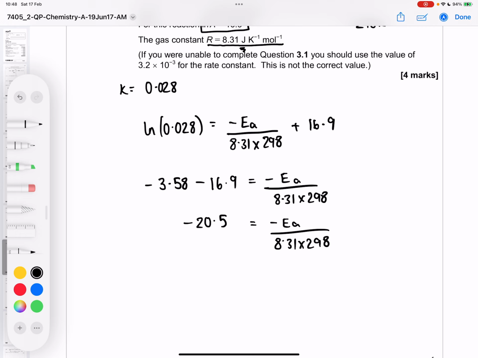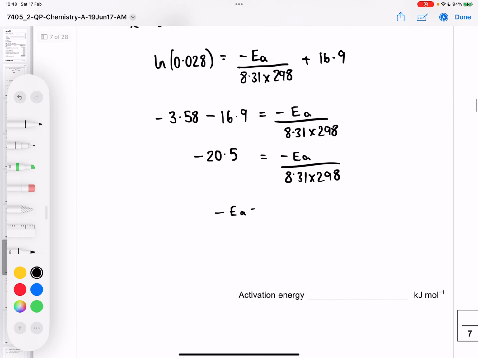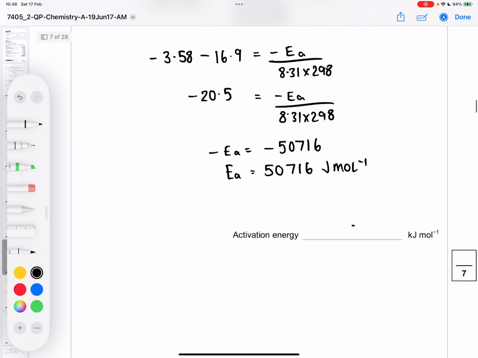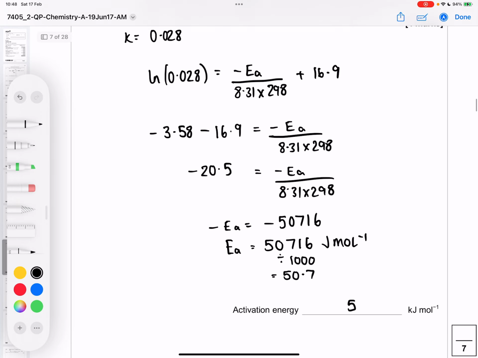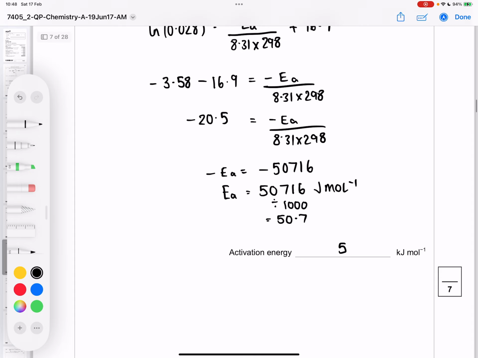So now I'm going to multiply out the bottom line. So times by 8.31 and times by 298. And I'm getting minus 5716. But that means that EA equals 5716 because I just lose the minus sign. But this, remember, is in joules per mole because R was in joules and it wants our answer in kilojoules. So we're going to divide by 1,000, which gives us 50.7 kilojoules. But given that the data was some of it 2, some of it 3, you could just write 50.7 or you could write 50.7 kilojoules per mole.